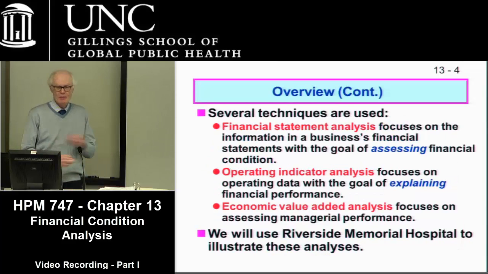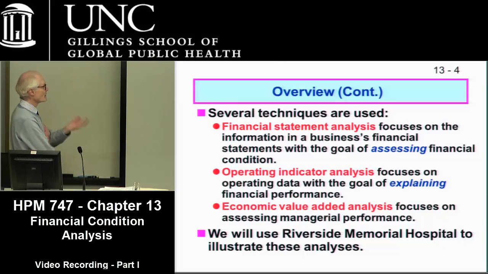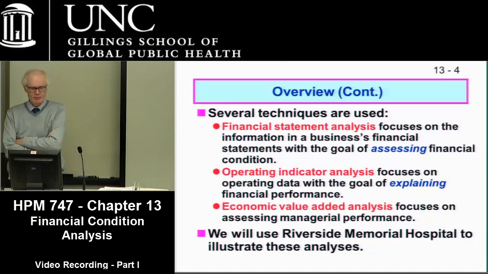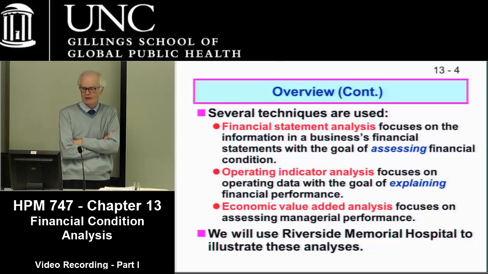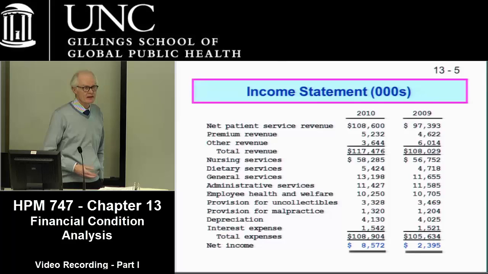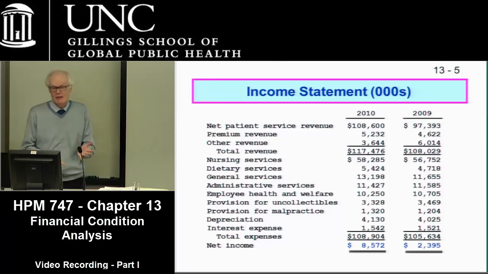And we're going to do that by several techniques. The first is to look at the financial statements and get some ratio analyses from the financial statements. Operating indicators are basically statistics or other kinds of non-monetary, typically non-monetary, but sometimes monetary indicators as well. And then EVA, which we're going to pass over quite quickly. And so the first place to start with financial statement analysis is financial statements.